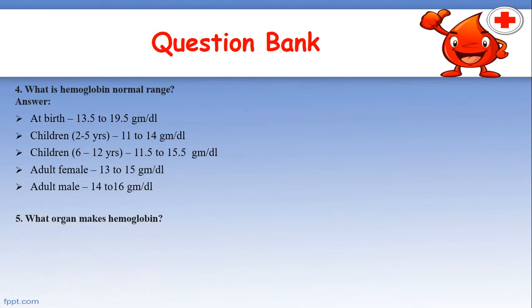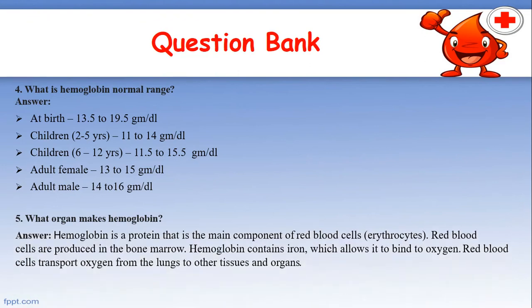Fifth question. What organ makes hemoglobin? The answer is, hemoglobin is a protein that is the main component of red blood cells, or erythrocytes. The red blood cells are produced in bone marrow, and hemoglobin contains iron which allows it to bind to oxygen. Red blood cells transport oxygen from the lungs to other tissues and organs.